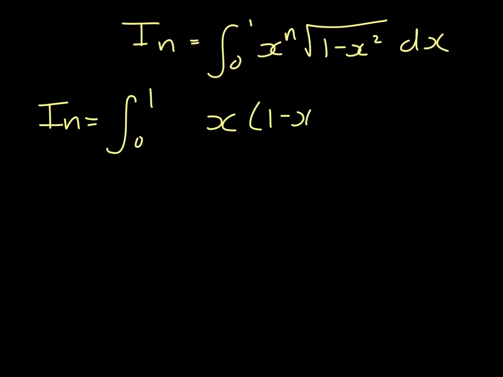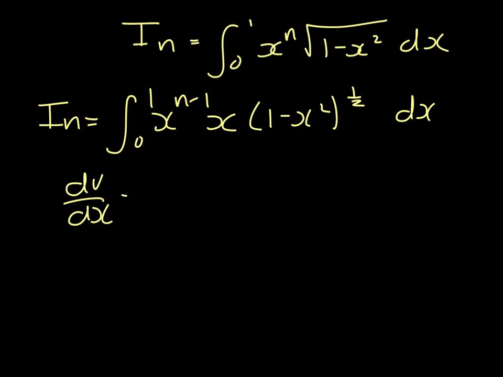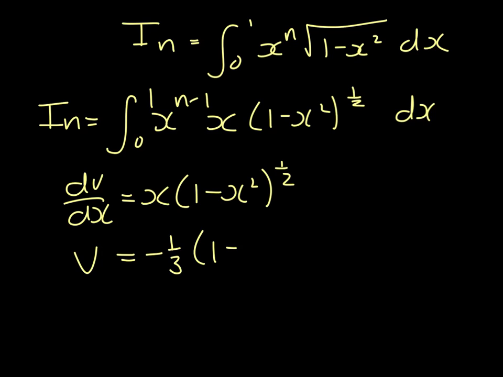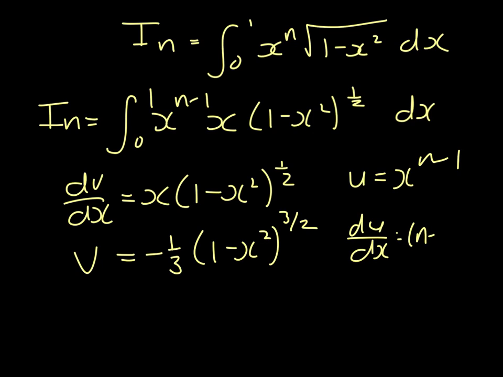Okay, if we think about what we're asked to do in part 1, then we need an x upon the square root of 1 minus x squared, because that was our solution to the differential, which means we have an x to the power n minus 1. So if I let dv/dx equal x upon (1 minus x squared) to the power 1/2, then if I integrate that, I'm going to get minus 1/3 (1 minus x squared) to the power 3 over 2. If we let u equal x to the power n minus 1, then du/dx is (n minus 1) x to the power n minus 2.